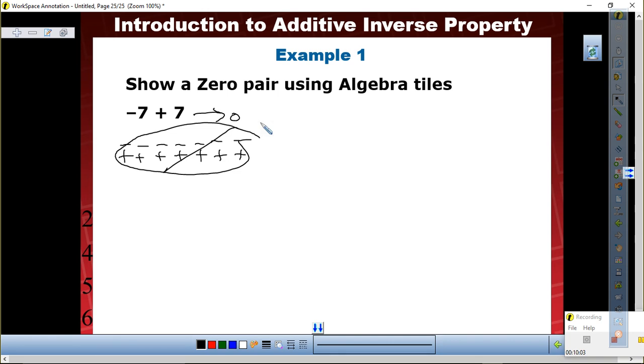Clear that up for a little bit. I'll put them over here. And let's write example 2. Example 2. Here goes an easy one. I want you to show me 3 plus negative 3. Use the tiles, draw your picture, and see what you get.